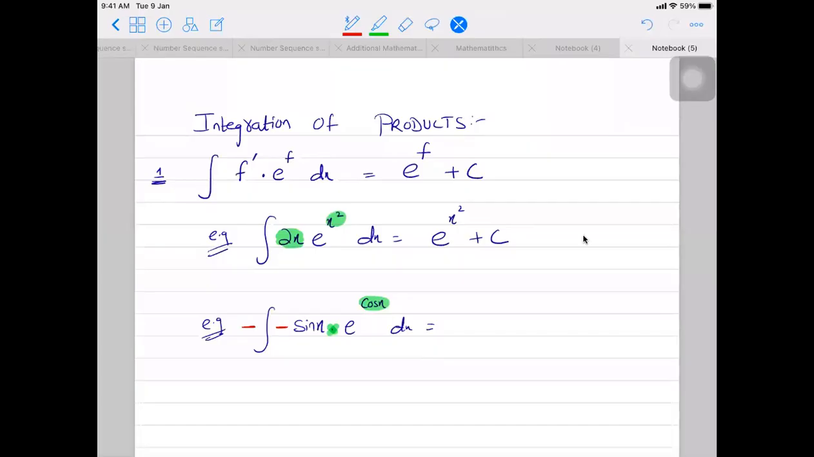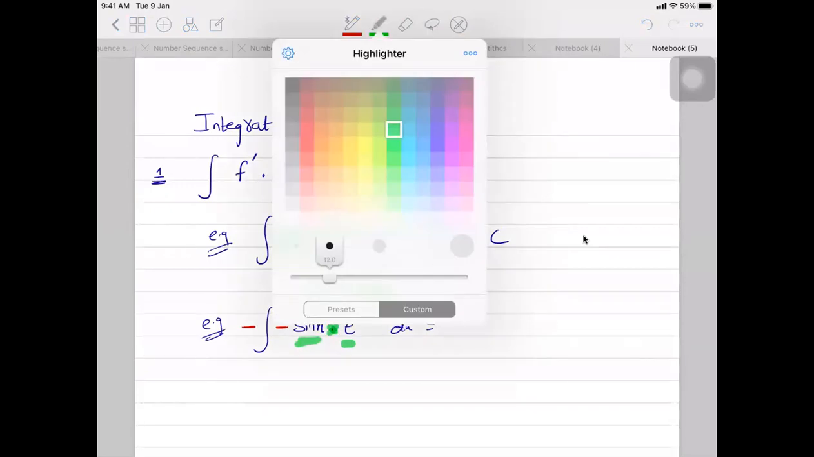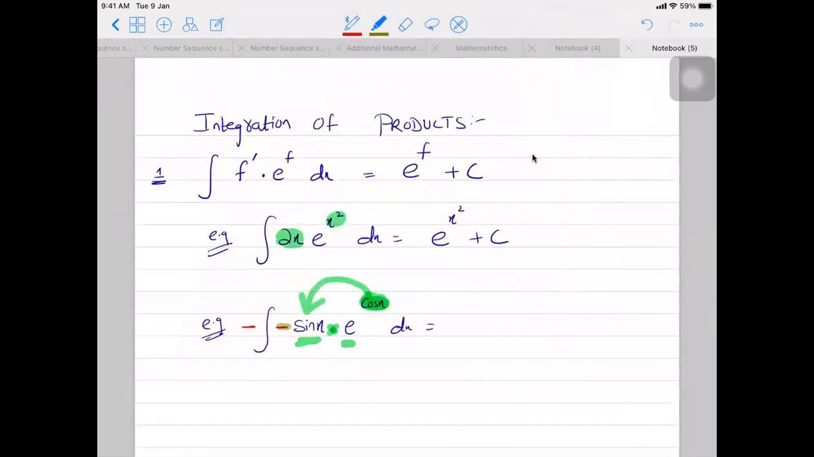If you have a product of functions, and one of the functions is an exponential function raised to a function whose differentiation is being multiplied right beside it. I know that the differentiation of cos x is minus sin x. So over here, a minus sign would make it the differentiation of cos x. So I'm going to introduce a minus sign, and I'll have to write a minus sign outside the integral as well.